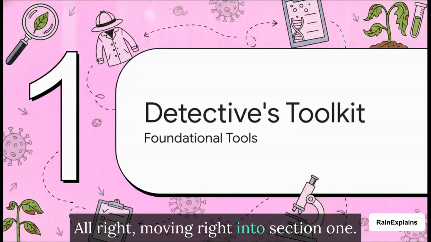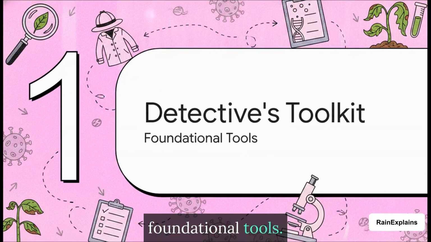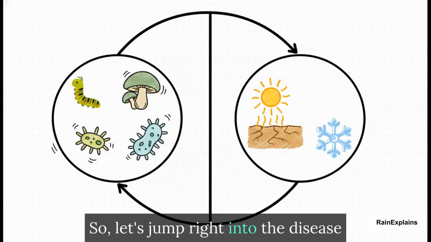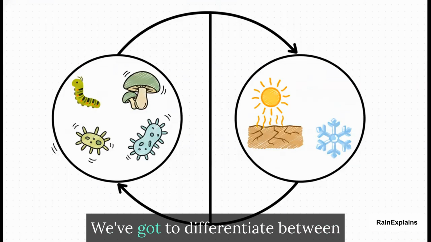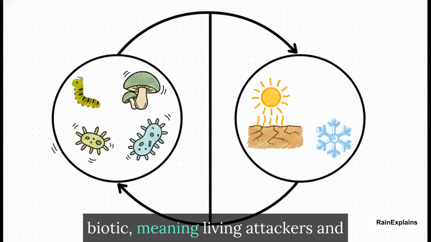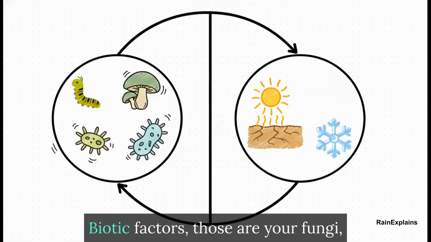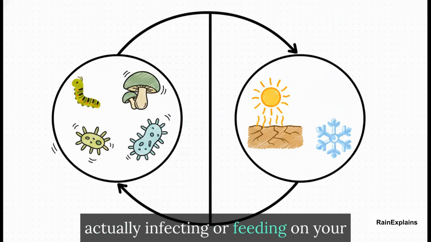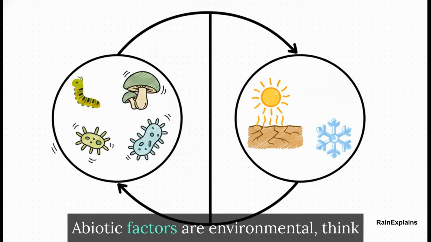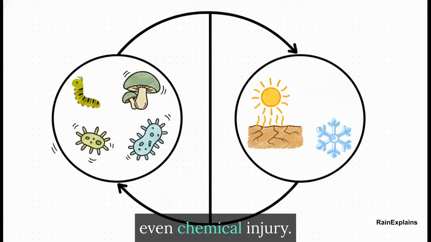All right, moving right into Section 1. The Plant Detective's Toolkit are foundational tools. So let's jump right into the disease circle. This is really our first major clue. We've got to differentiate between biotic, meaning living attackers, and abiotic, which are non-living stressors. Biotic factors, those are your fungi, bacteria, viruses, and insects, the things actually infecting or feeding on your plant. Abiotic factors are environmental. Think drought, poor drainage, bad nutrients, or even chemical injury.